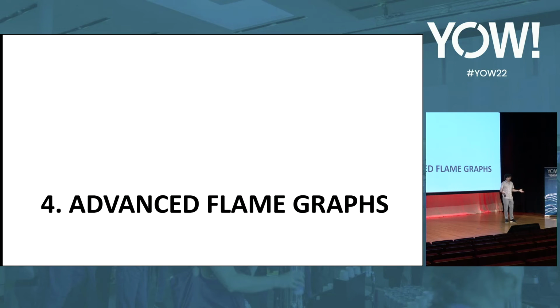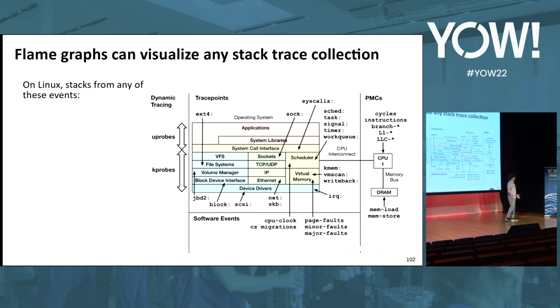The final topic is advanced flame graphs. Now you've got CPU flame graphs, you've got them working. What else can we do? Flame graphs can visualize any stack trace collection, or really any hierarchical data. Here I've drawn the Linux events that you can measure. Any of these, I can do a stack trace and a flame graph for: disk I/O, network I/O, hardware events like cache misses and so on.